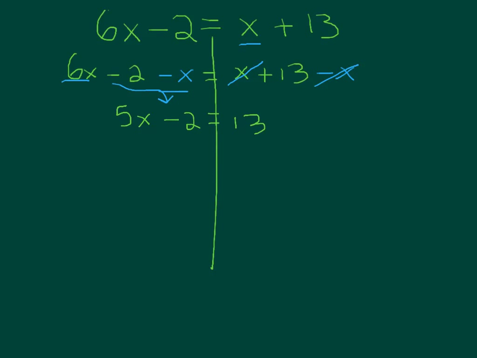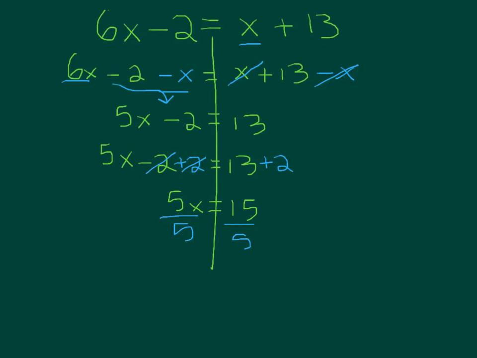And now that I've moved my variable to one side, I'm down to a two-step equation. So I can add 2 to both sides. So my 2's cancel, and I'm left with 5x equals 15. And now I can just divide both sides by 5. So x equals 3.